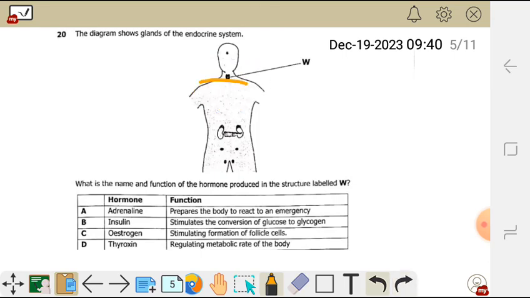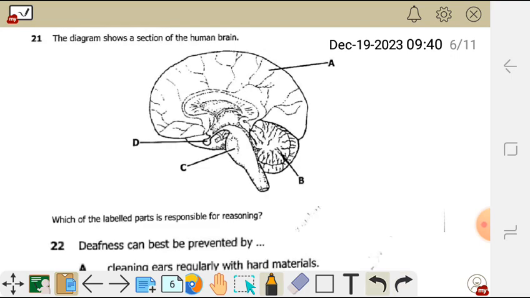So this is the thyroid gland. It produces what we call thyroxine, which is involved in regulation of the metabolic rate of the body. So the correct answer is D. Thyroxine is the hormone, and its function is that it regulates the metabolic rate of the body. Question 20, correct answer is D. Question 21.